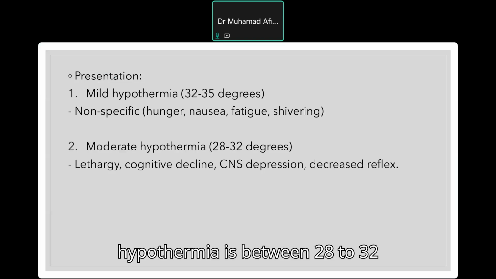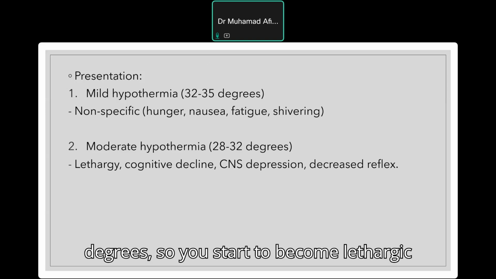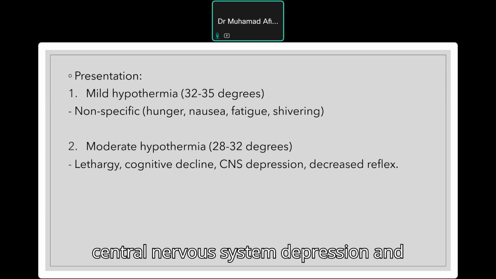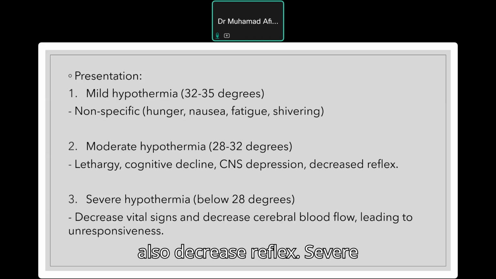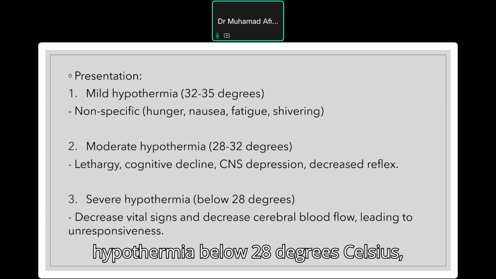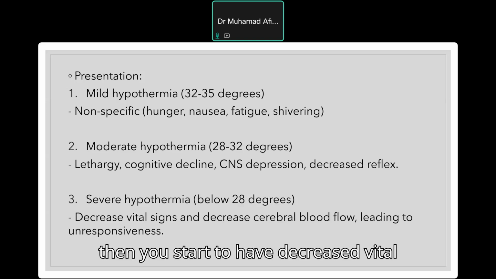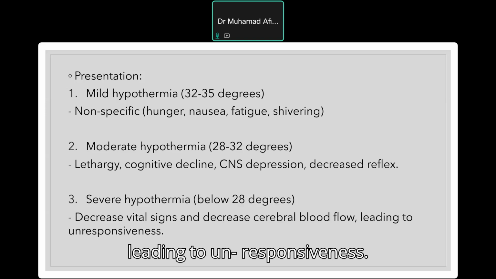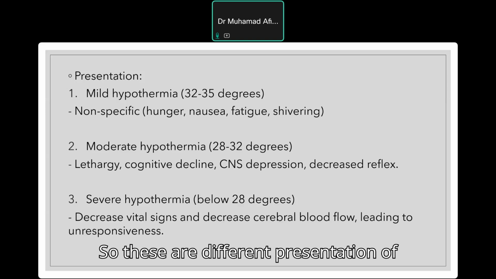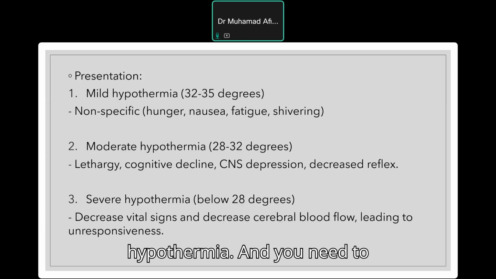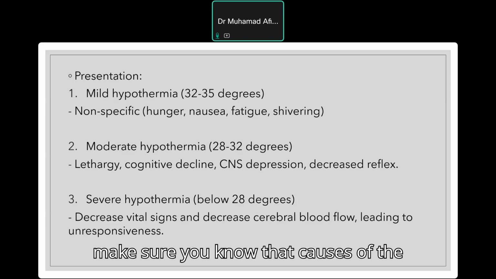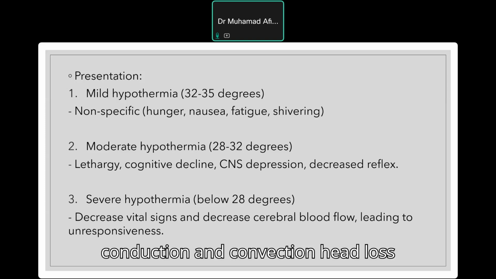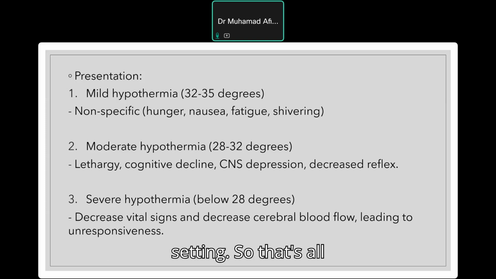Moderate hypothermia is between 28 to 32 degrees. So you start to become lethargic and you have cognitive decline, central nervous system depression, and also decreased reflexes. Severe hypothermia is below 28 degrees Celsius, then you start to have decreased vital signs and decreased cerebral blood flow, leading to unresponsiveness. So these are the different stages of hypothermia. And you need to make sure you know the mechanisms that can cause hypothermia in conduction and convection heat loss settings.